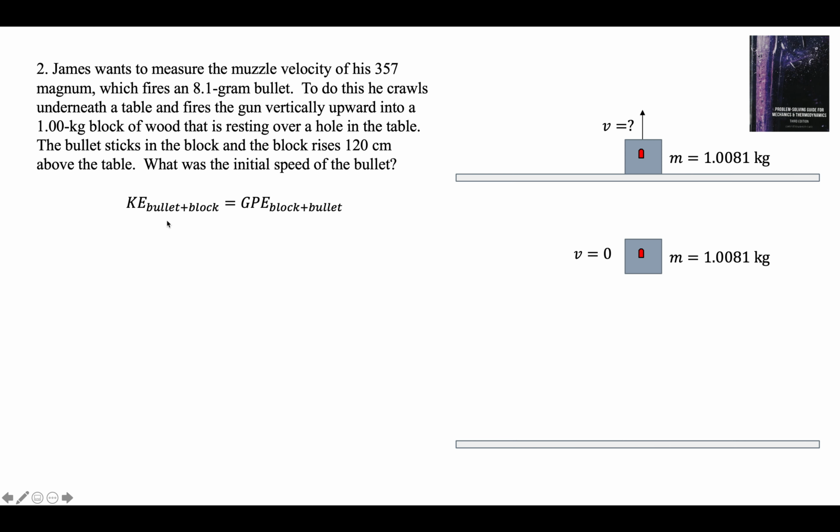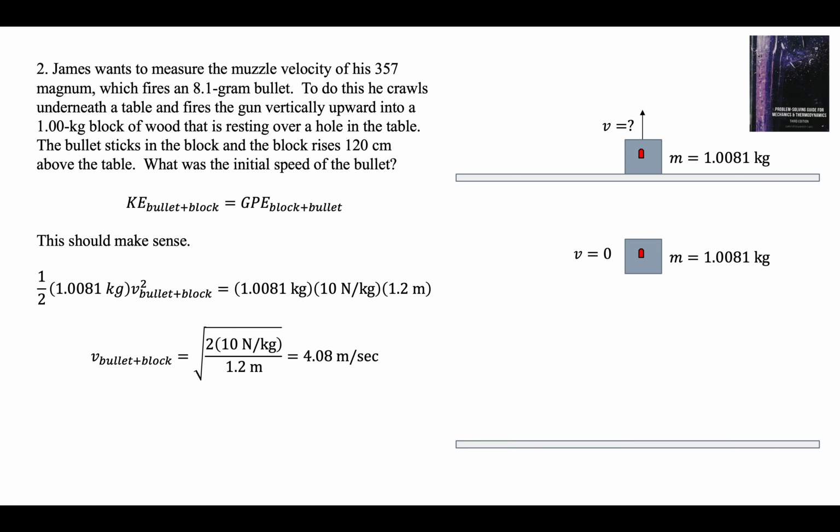So now we have the kinetic energy of the bullet and the block right here must be equal to the gravitational potential energy right here. And we can calculate that speed. It's 4.08 meters per second. So the speed of the bullet and the block after the bullet stops within the block is 4.08 meters per second. Now we can go back to our conservation of momentum equation.